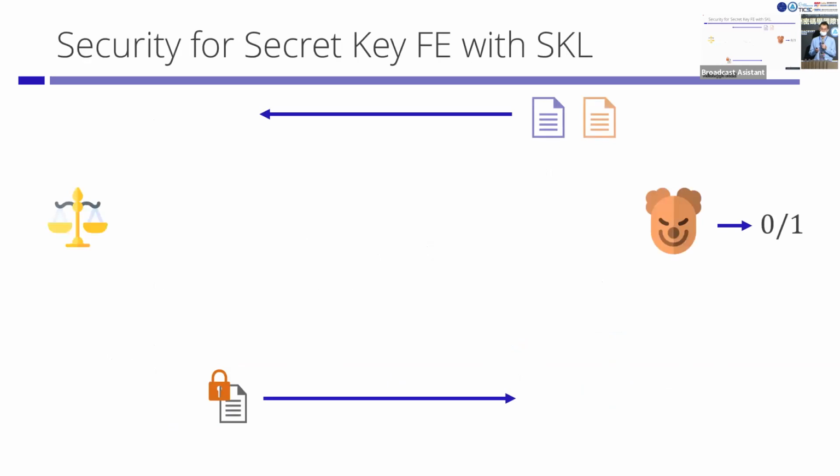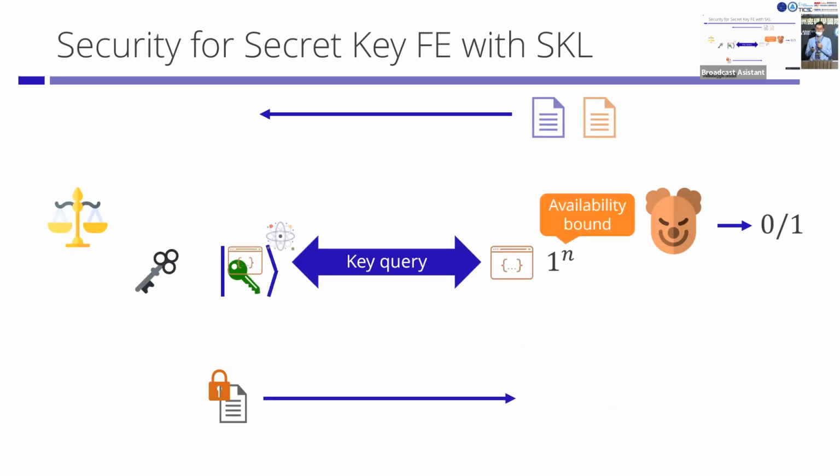Now we consider the security game for secret key functional encryption with secure key leasing. In this game, the adversary outputs the pair of challenge plaintexts x0 and x1, and the challenger returns the challenge ciphertext of x0 or x1. And the adversary tries to guess the correct bit. During this game, the adversary can send key queries. The adversary sends function f and the availability bound n to the challenger, and the challenger returns the functional decryption key for function f. I will explain the meaning of the availability bound n later.